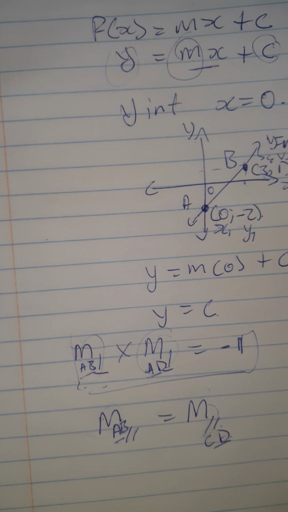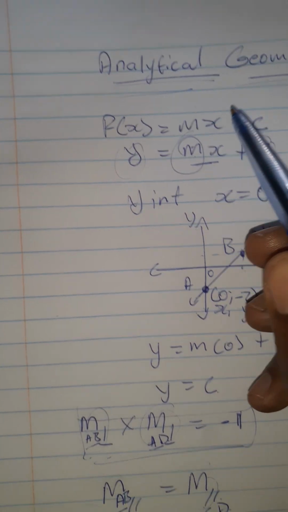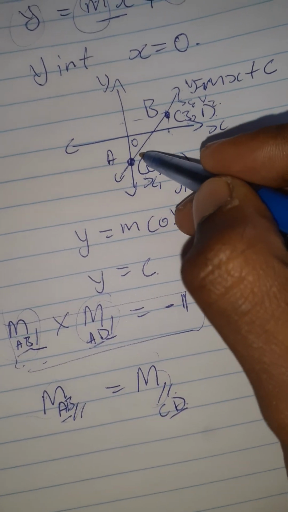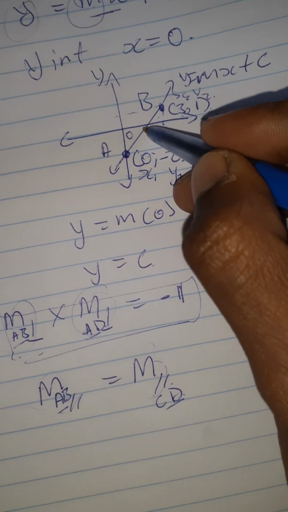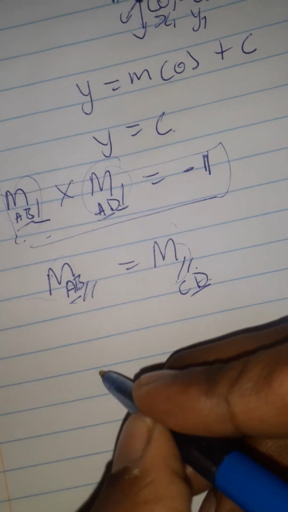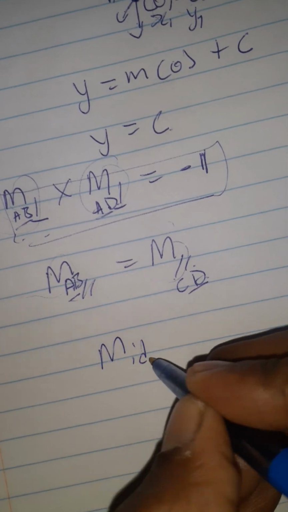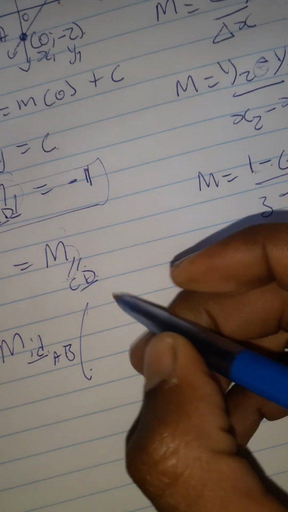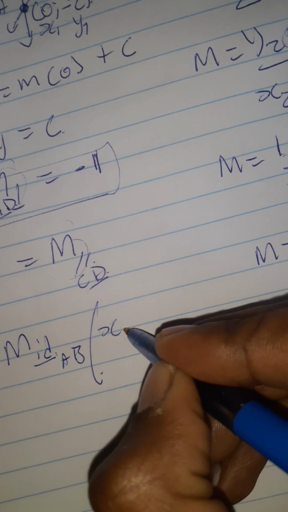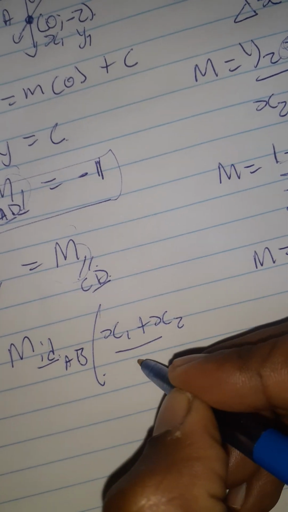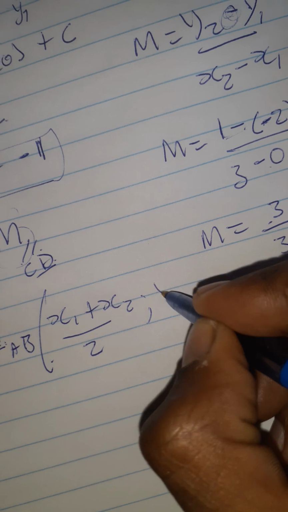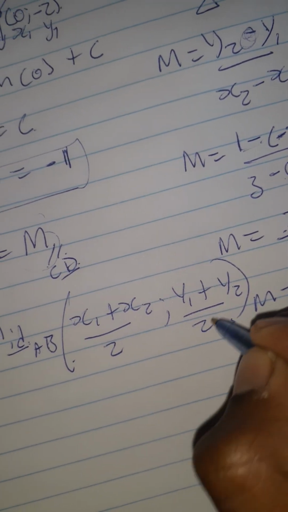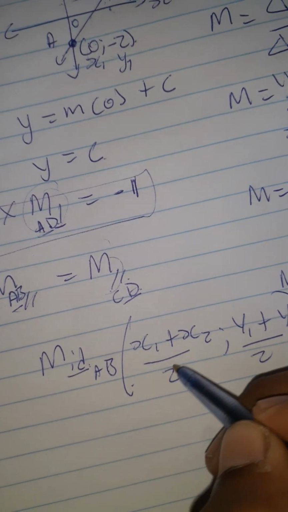Now, another formula that we have in analytical geometry is the midpoint formula. Say now we want the midpoint of AB. To find the midpoint, we are going to use the formula. The coordinates are going to be (x1 plus x2) divided by 2, (y1 plus y2) divided by 2. These will be your coordinates of the midpoint.